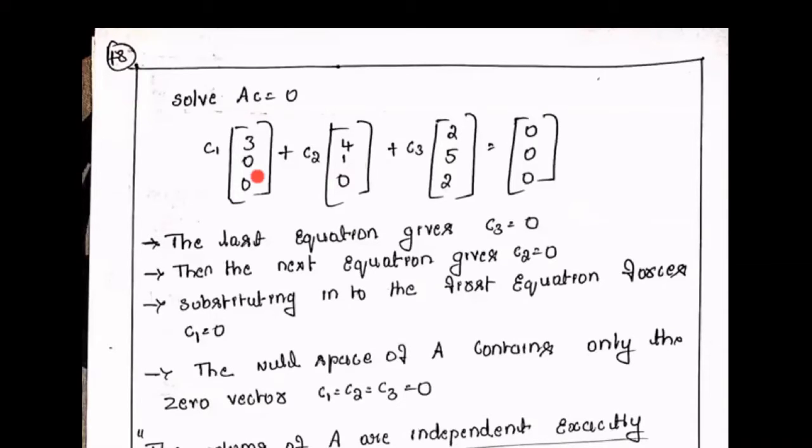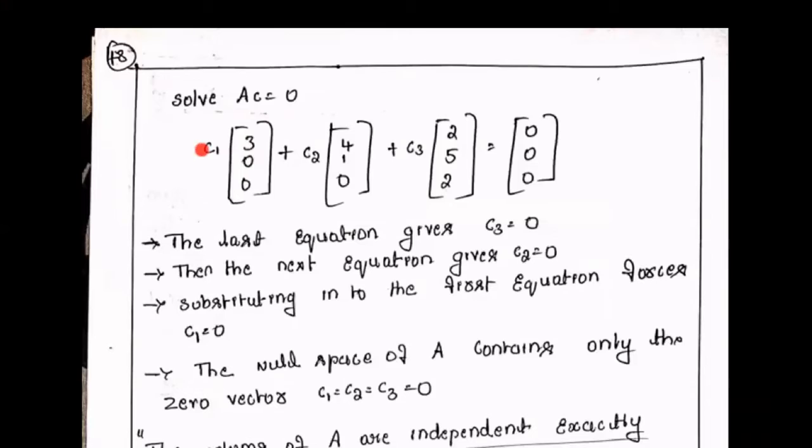And from the second row, if you observe, 0 is there. If you try to express it in terms of the equation, you'll get 1 into C2 plus 5C3 is equal to 0. But from the last row we already got C3 is equal to 0. So substitute C3 is equal to 0. What you get is C2 into 1 is equal to 0. That means C2 will be 0. Then again, you substitute in the first equation: 3C1 plus 4C2 plus 2C3 is equal to 0. You substitute C3 and C2 equal to 0. What you get is 3C1 is equal to 0. Then C1 will be equal to 0.